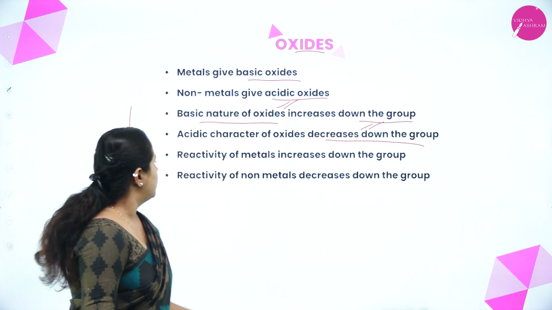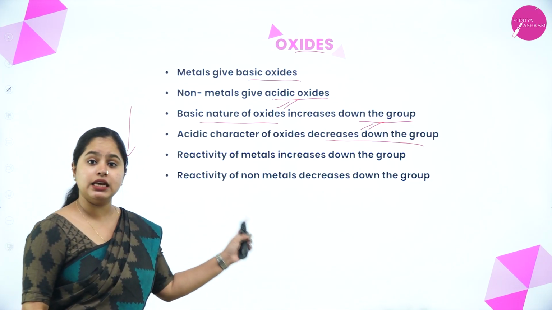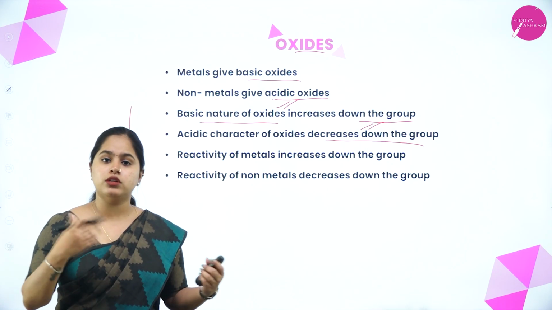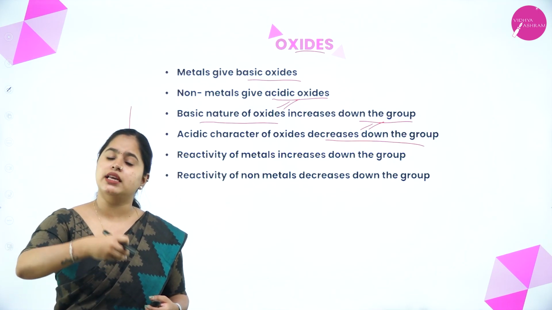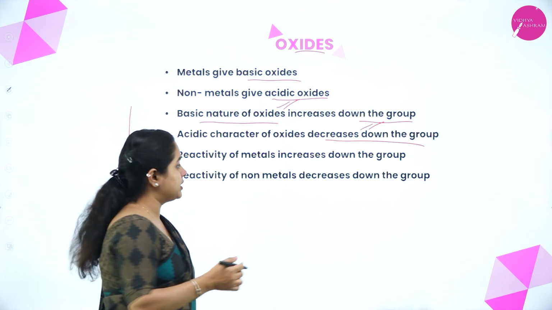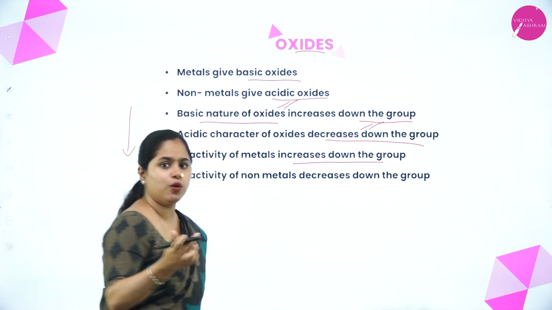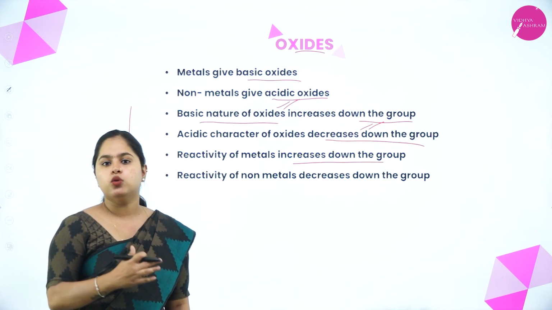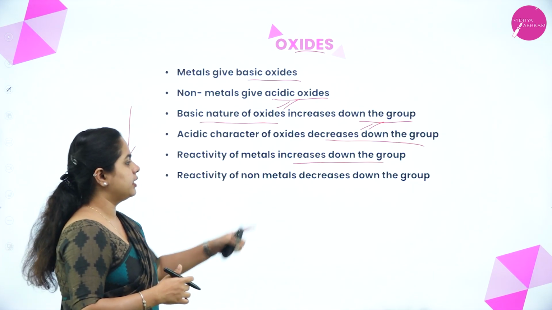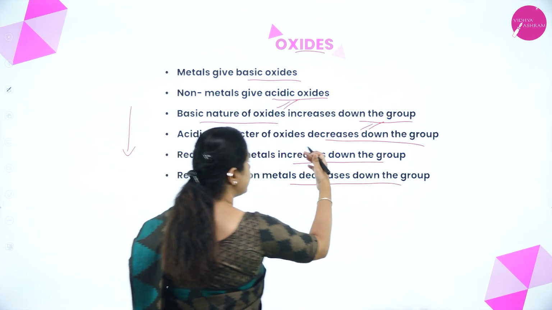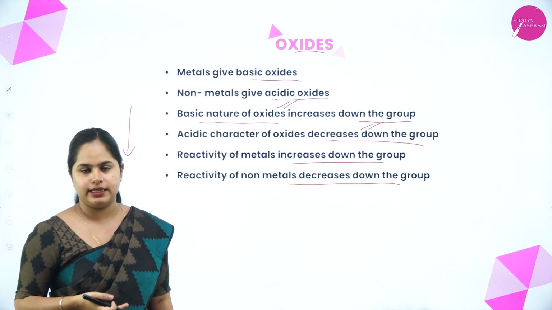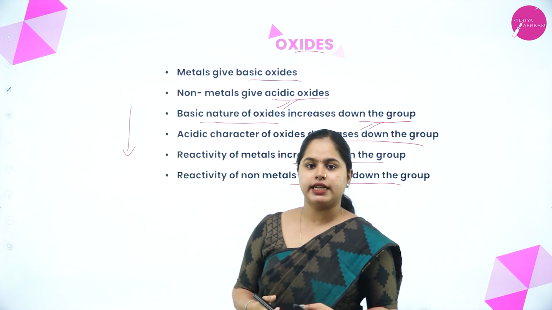So that is clear. Now the reactivity of metals increases down the group. We know that as we move down the group, there are more chances that the electron can easily be lost from the outermost shell. Hence the reactivity of metals will also increase down the group because the atom can easily lose electrons, right? Now the reactivity of non-metals decreases down the group. For metals it is increasing down the group, and for non-metals it will be exactly the opposite. I hope it is clear for you.